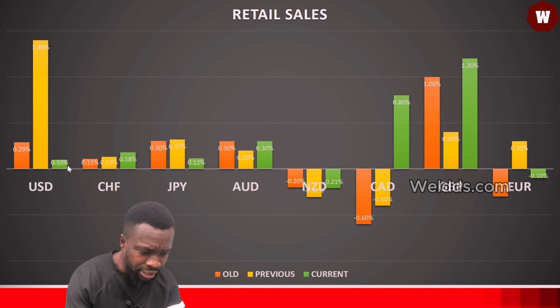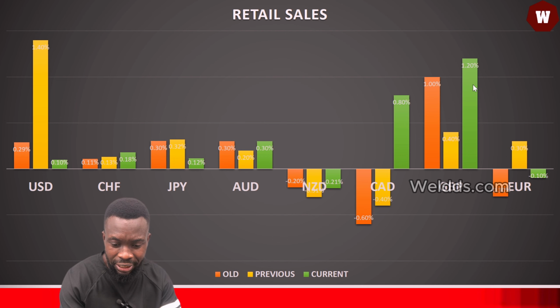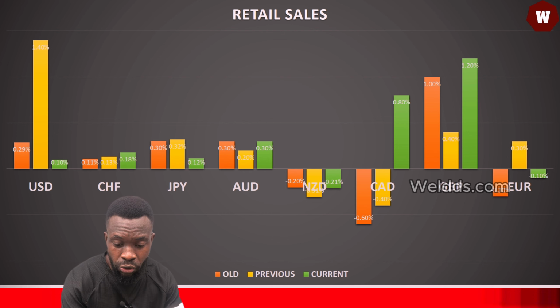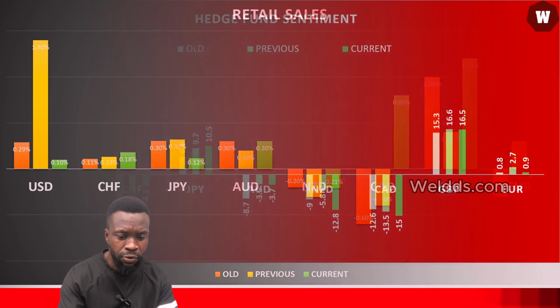In US, retail sale dropped. In Switzerland, it increased slightly. In Japan, it dropped. In Australia, it increased. In New Zealand, it increased slightly. In Canada, it increased significantly. In Great Britain, retail sales increased very significantly, the same way as with inflation. And in Euro area, it dropped. Okay, so that is for retail sales.